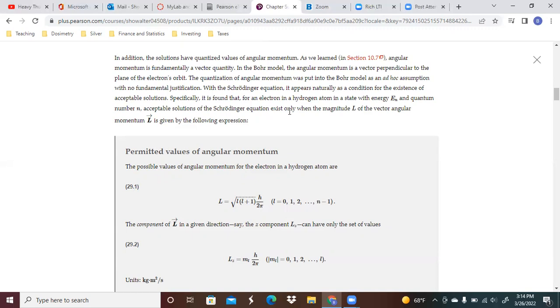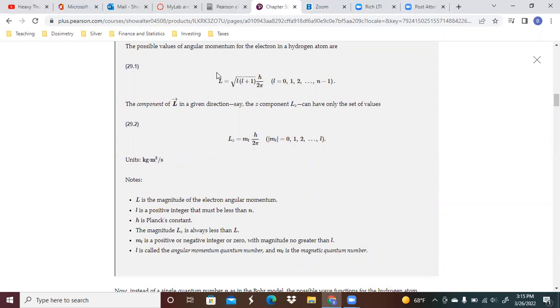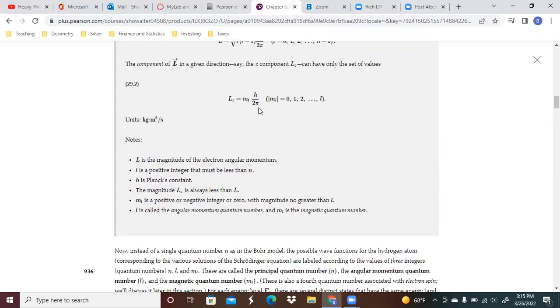Specifically, it is found that for an electron in a hydrogen atom in a state with energy E sub n and quantum number n, acceptable solutions of the Schrodinger equation exist only when the magnitude L of the vector angular momentum is given by these expressions. So these possible values of angular momentum for the electron of the hydrogen atom are this, depending on what the value of L happens to be. And the component of L in a given direction, say the Z component, can only have set values.